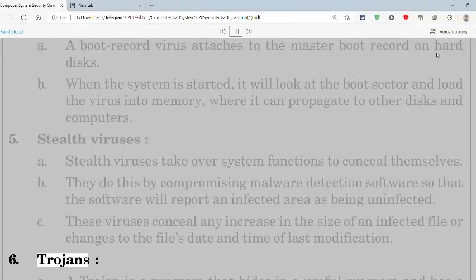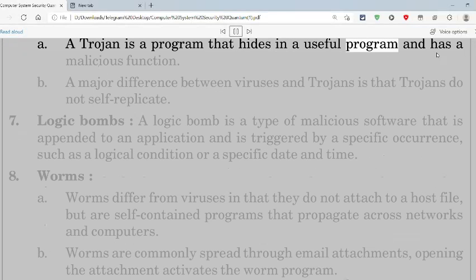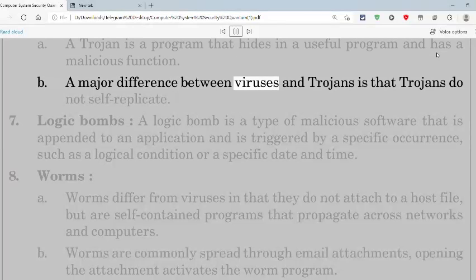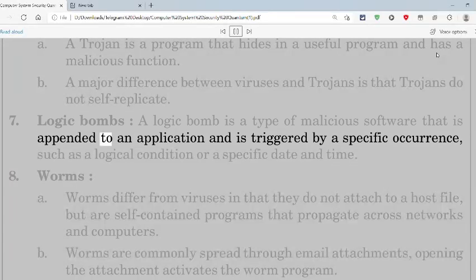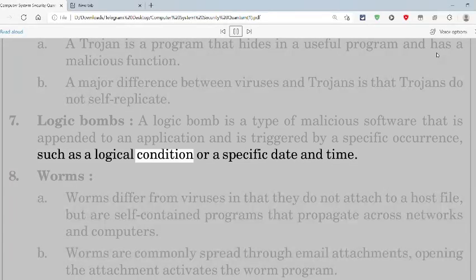6. Trojans. A. A Trojan is a program that hides in a useful program and has a malicious function. B. A major difference between viruses and Trojans is that Trojans do not self-replicate. 7. Logic bombs. A logic bomb is a type of malicious software that is appended to an application and is triggered by a specific occurrence, such as a logical condition or a specific date and time.